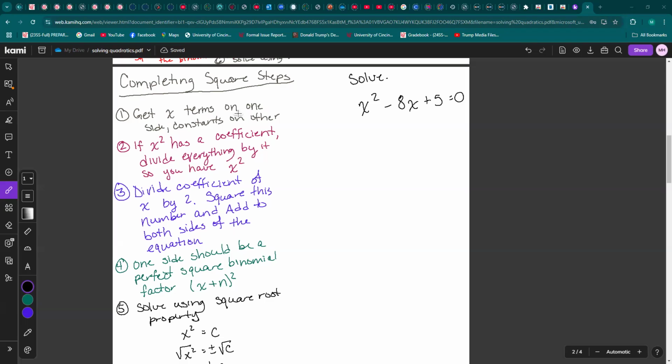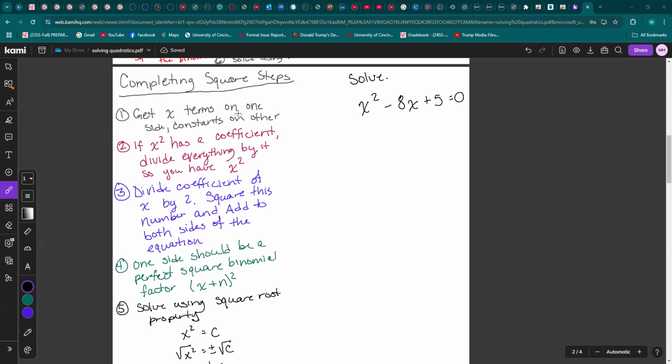Then the one side should be a perfect square trinomial, and we should be able to factor that, so we can write it as x plus something in parentheses squared. And then we're going to solve by using the square root property, which is when we square root both sides, we have a positive and a negative, and we're going to take square roots.